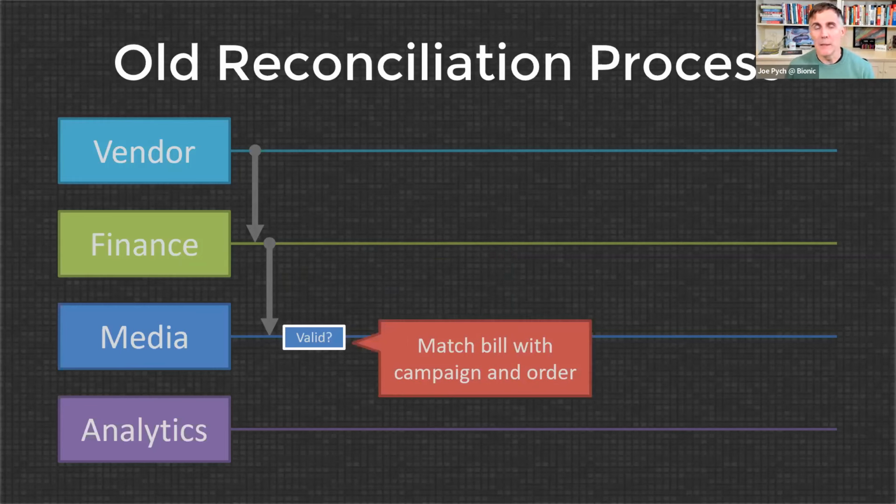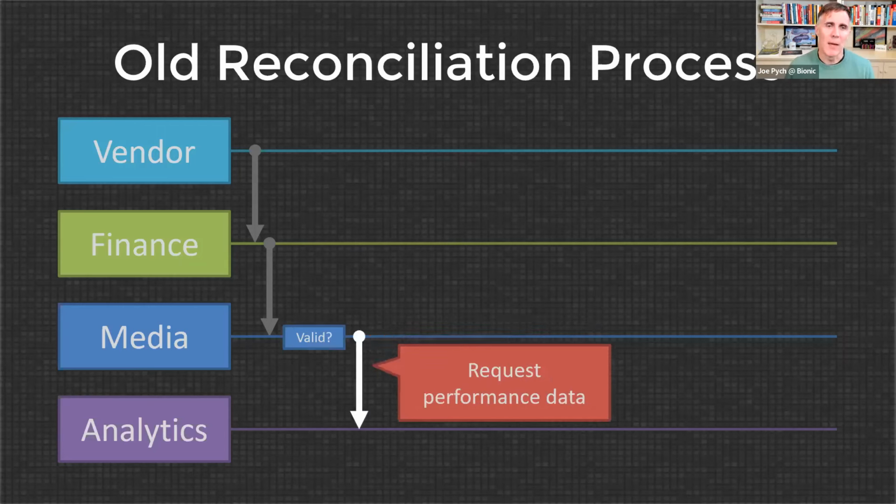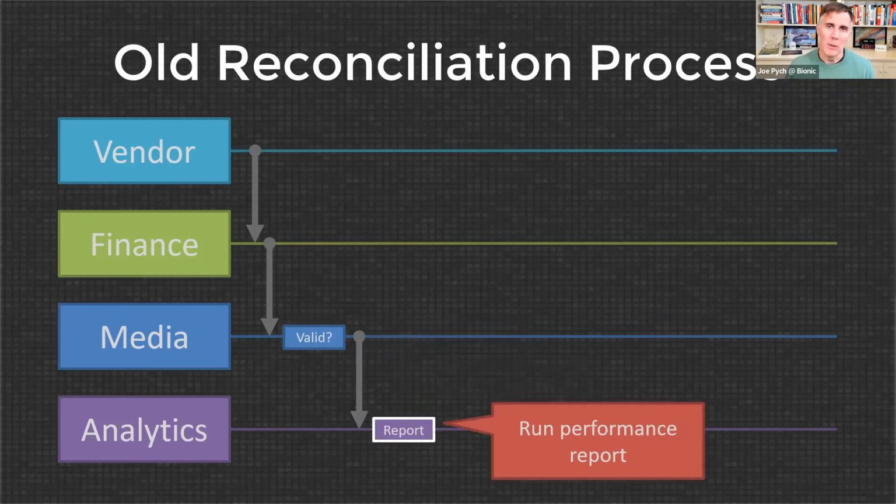The first thing the media team will do is look at the invoice and make sure that it's related to an order that they actually placed. Is this a valid invoice? Is it priced correctly? The second question is, did they deliver what they promised? At that point, they're going to request performance data. That request may go over to the analytics team, who in turn runs a report on performance. This might be delivery of impressions, clicks, however that invoice is priced.